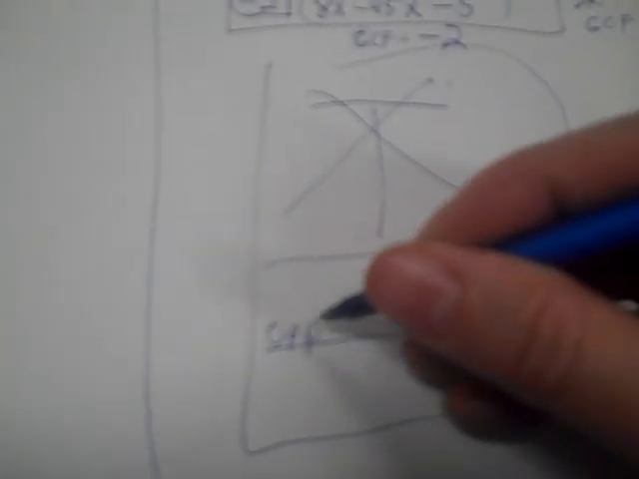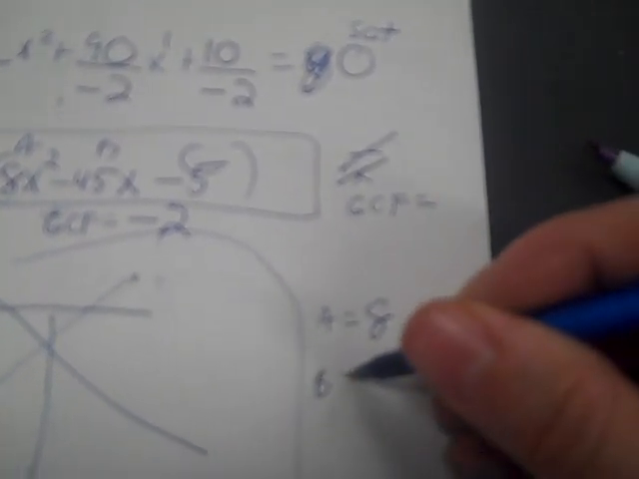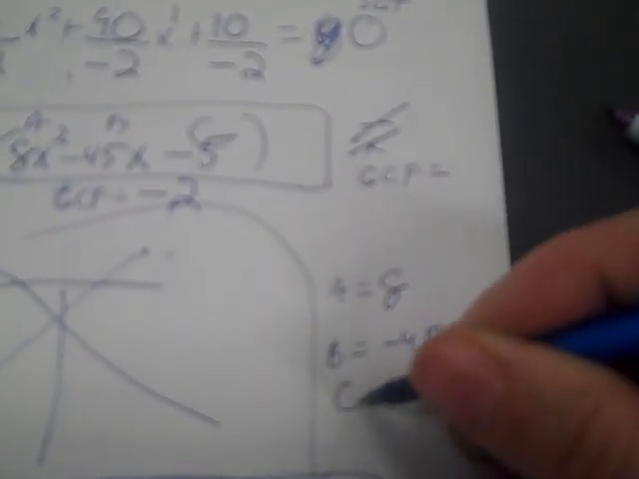to the quadratic formula. Opposite of b, plus or minus the square root, b squared minus 4ac, over 2a. Remember, ABC is right here. It is not up here. You just divided it, so now you have a new ABC. So A is 8, B is negative 45, and C is negative 5.